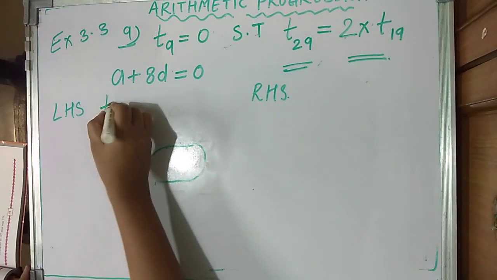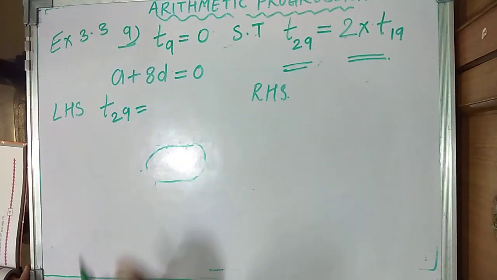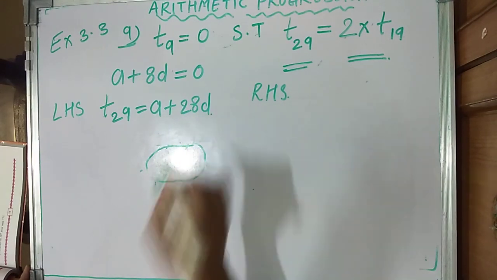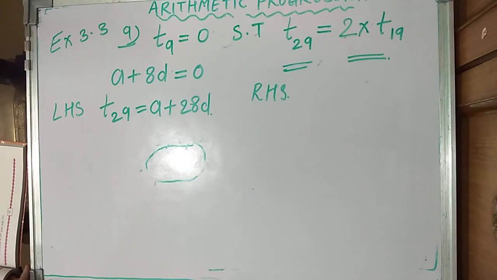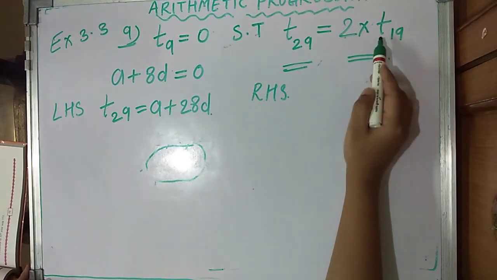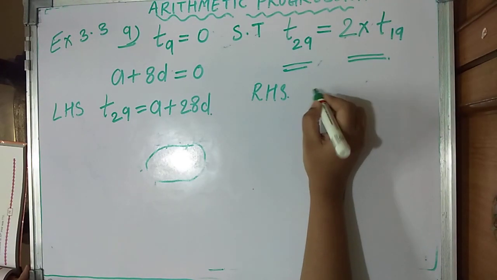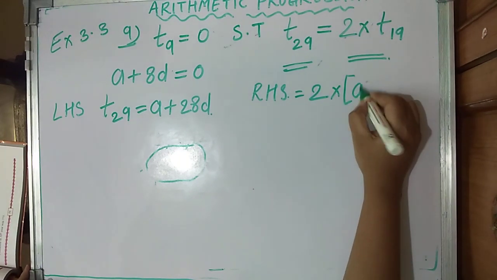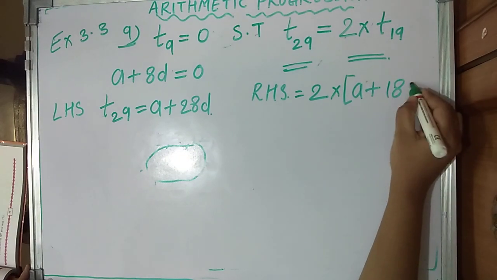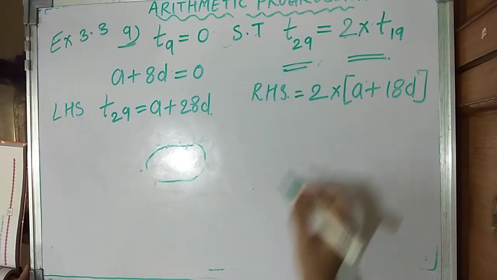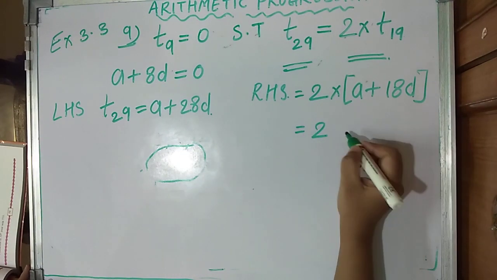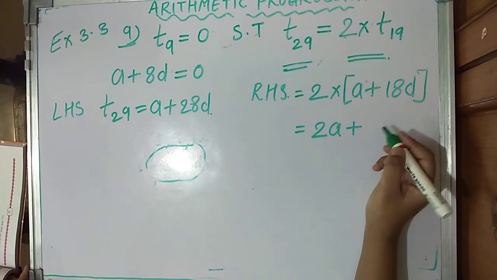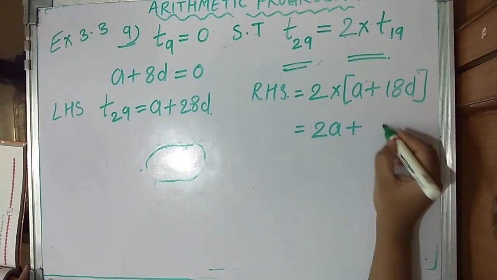LHS is T29. T29 formula is a plus 28d. Okay. Now RHS is 2 into T19, which will be 2 into the T19 formula, a plus 18d. So this will become 2a plus 2 into 18d. How much is 2 into 18?